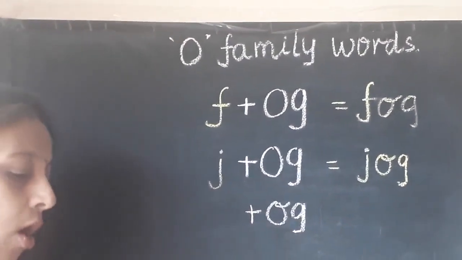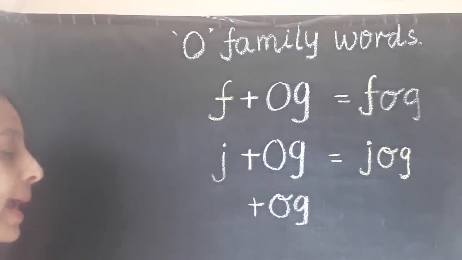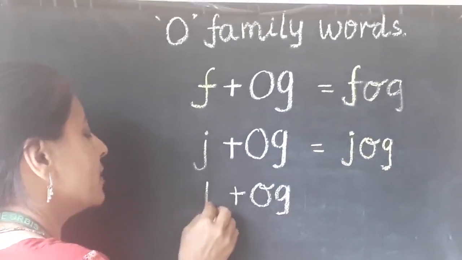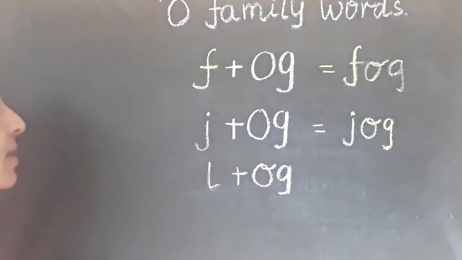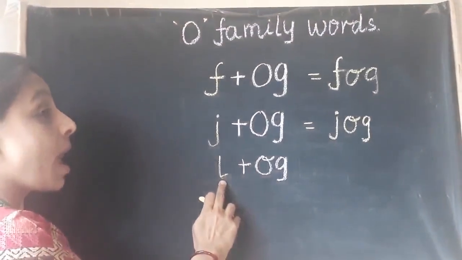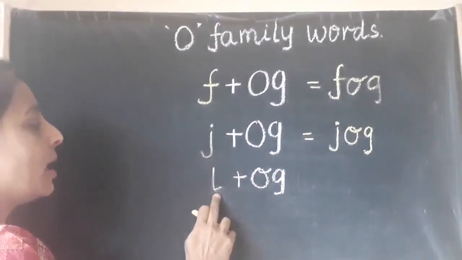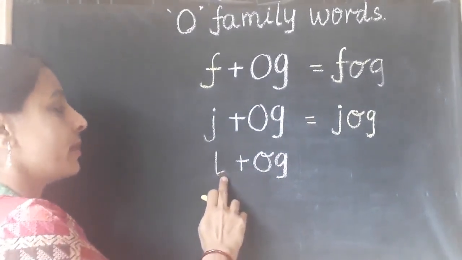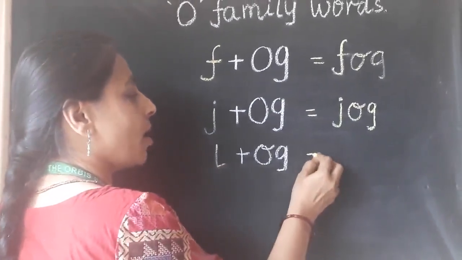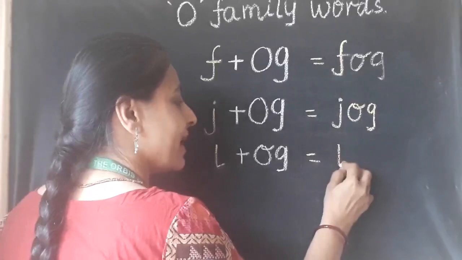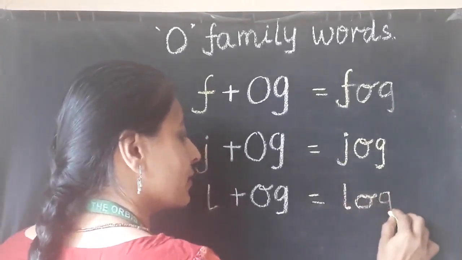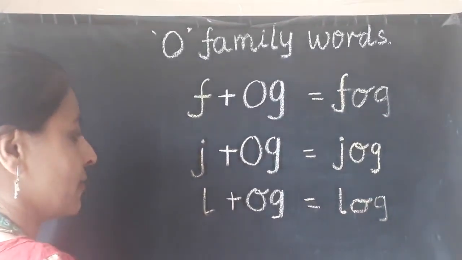Now, again, I have written og words, and I am going to add one more letter to it. Now tell me, which letter is this? L. L says L. So, here we will read L, og, log. What is L, og, log? Yes, so L, og, log.